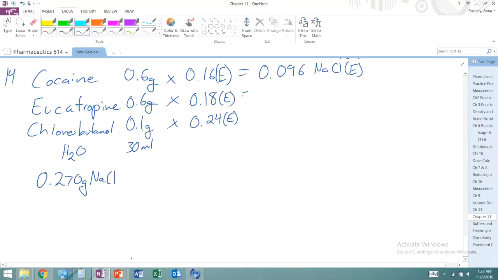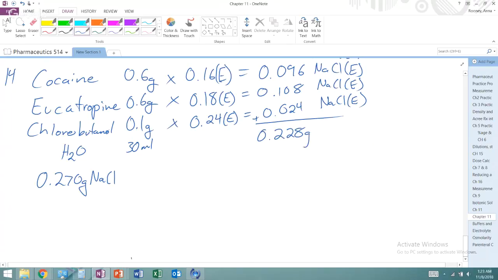And then this is 0.108 sodium chloride equivalent. And then this is, sorry, oh, that's really obvious. And that is also, and then add them all together. You find that that is 0.228 grams sodium chloride equivalent that we already have in the solution.